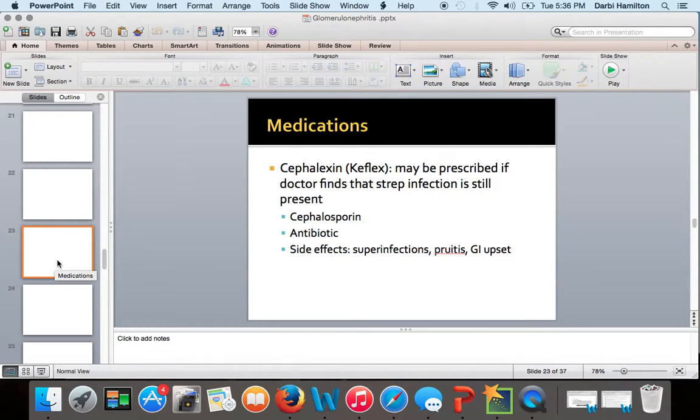We need antibiotics if the throat swab showed there was still lingering effects of streptococcal bacteria, and one of the antibiotics used is cephalexin, that's Keflex. It's a cephalosporin, and it acts as a bacteriostatic, which inhibits proliferation of the bacteria. Some side effects include super infections, pruritus, GI upset.